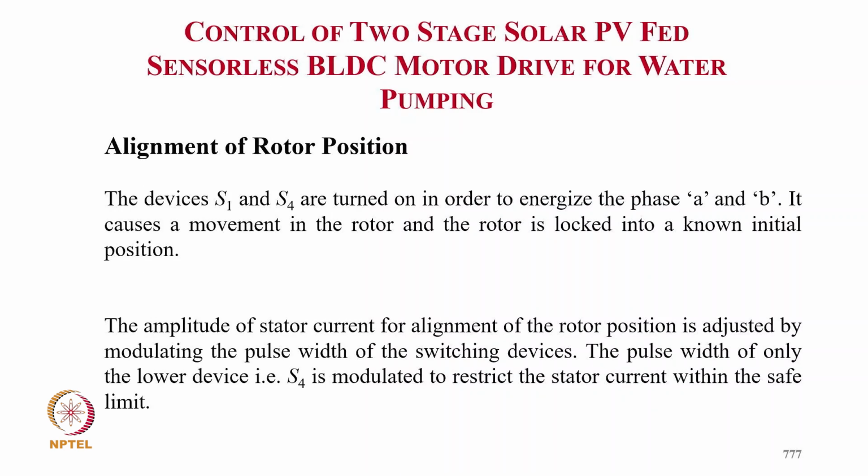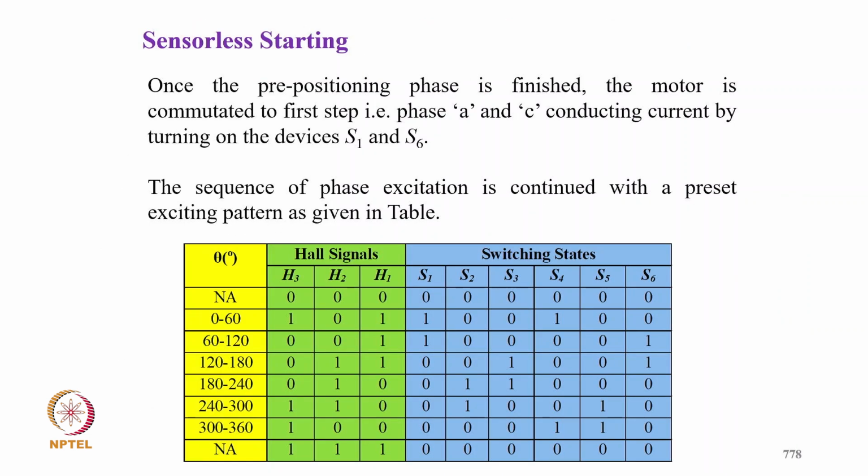Now coming to the first alignment, devices S1 to S4 are turned off in order to energize phases A and B, and it causes movement in the rotor, and the rotor is locked to a known initial position. The amplitude of the hysteresis current for alignment of the rotor position is controlled by modulating the pulse width of the switching devices. The pulse width of only one switching device, that is S4, is modulated to restrict the hysteresis current within the safe limit. These are the sensorless starting steps.